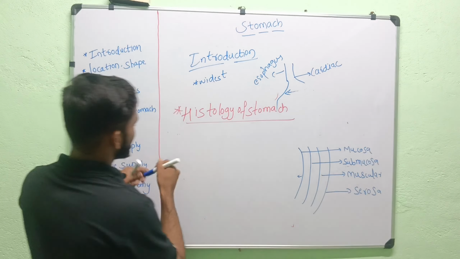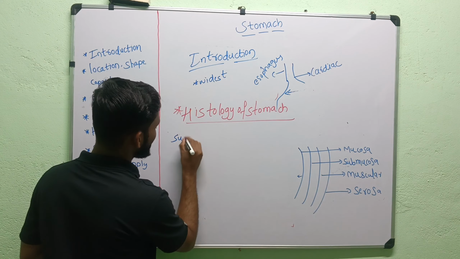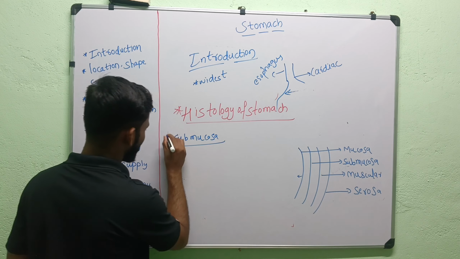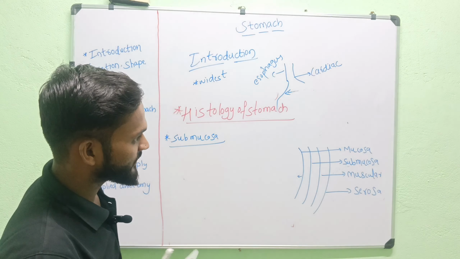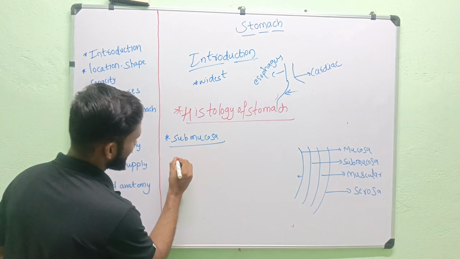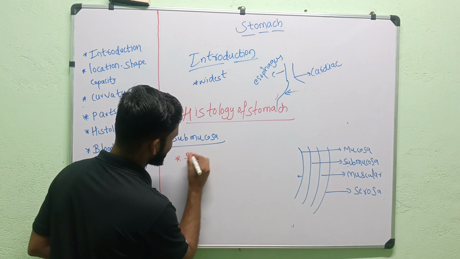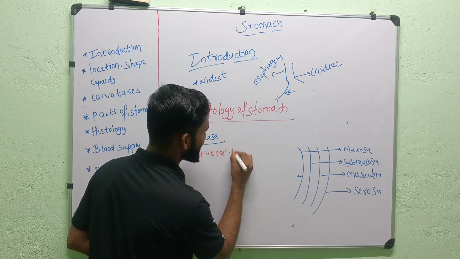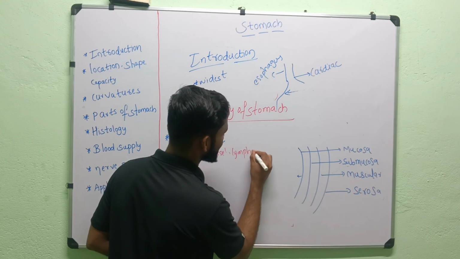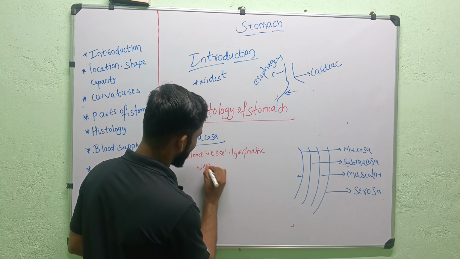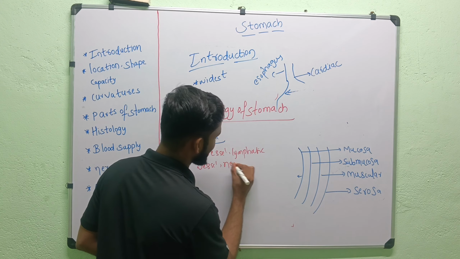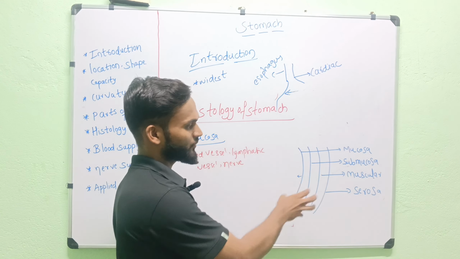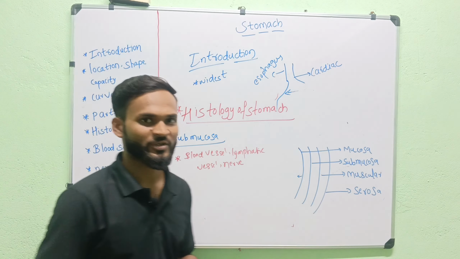your submucosa. The second layer of the stomach is your submucosa layer. The submucosa layer of your stomach has the blood vessels and the lymphatic vessels and nerves, and it is going to provide the nutrition and blood supply to your stomach in order for the proper function of your stomach.